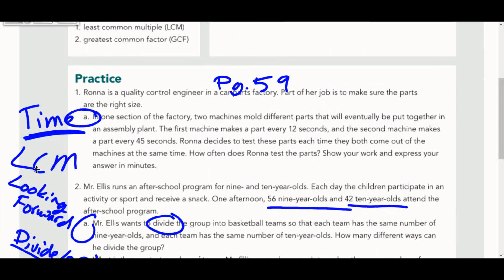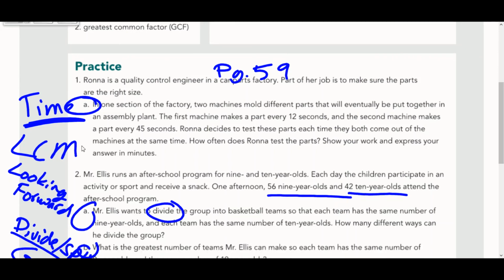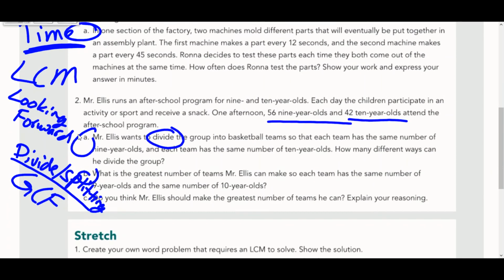All right, so that's LCM, because we're looking at time. All right, we're projecting out, which means we're probably looking ahead at multiples. So time is kind of a dead giveaway that it's LCM. Maybe not always, but more times than not.